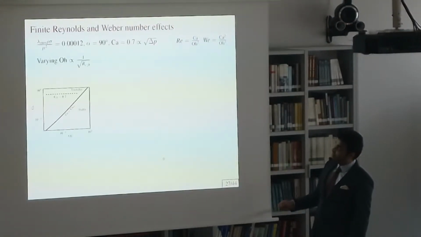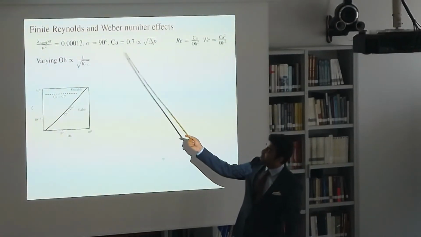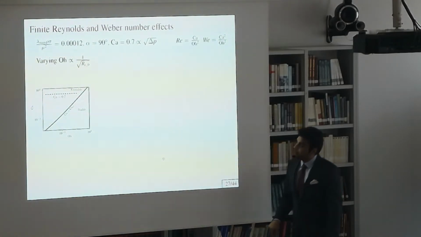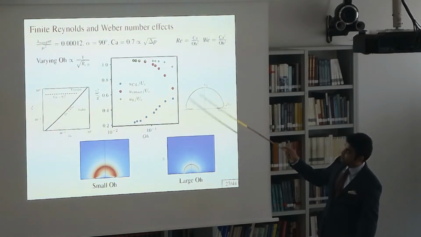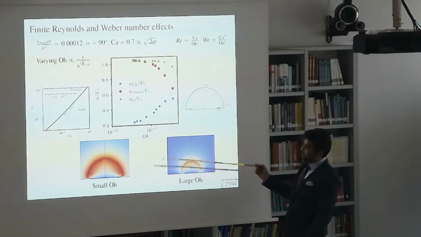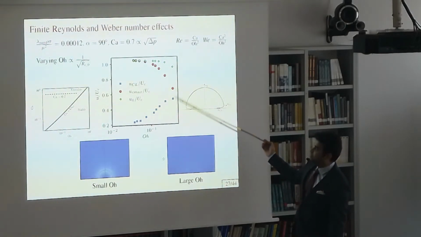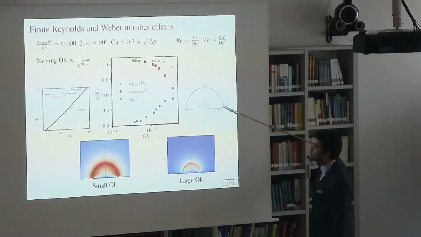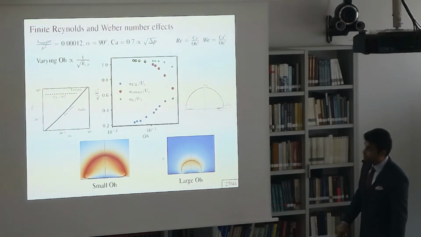What happens when I try to change the Ohnesorge number for a fixed capillary number? Now I'm moving along this vertical line. And what we see is that finite viscosity and surface tension, or finite Reynolds and Weber number, effects become important, and the microlayer formation is suppressed for large Ohnesorge number, as you can see from these two points, also that the velocity of the contact line becomes comparable with the bubble width.